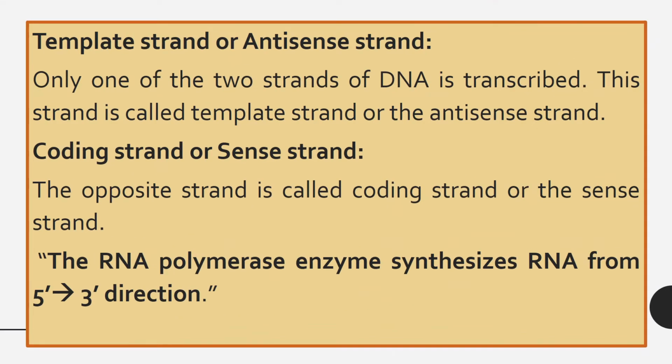During the process of transcription, only one of the two strands of the DNA is transcribed. This strand is called the template strand or antisense strand, while the opposite strand is called the coding strand or the sense strand. The coding strand is not transcribed during the process of transcription. The RNA polymerase enzyme synthesizes RNA from 5' to 3' direction.